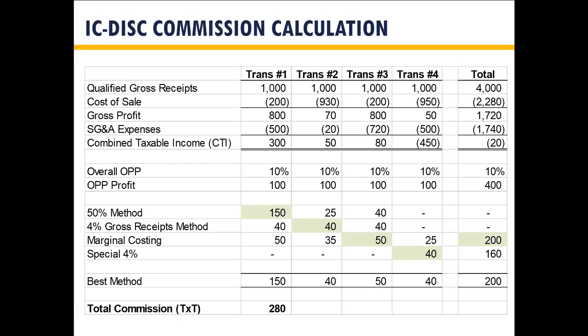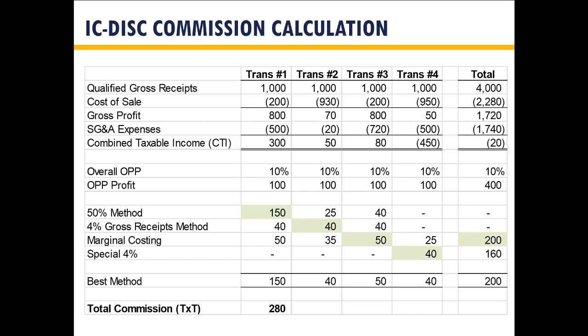So if we go to the bottom, we can calculate our commission using each of the methods that we discussed. The 50% method is 50% of combined taxable income. So that's our $300 multiplied by 50%. So that commission is $150. The 4% method, we take 4% of our gross receipts. $1,000 multiplied by 4% gives us a commission of $40.